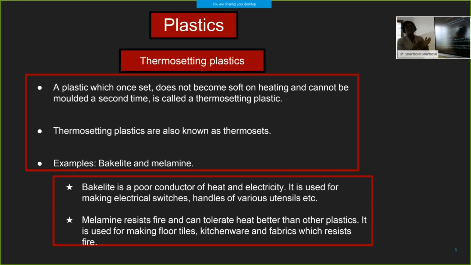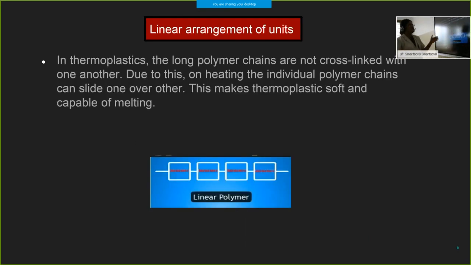Okay, now let us see the structure. Now you understood the definition, now you know the examples. Next we shall see the structure of these two plastics. What is the difference between thermoplastic and thermosetting plastic, we shall see. The difference between the two, I told you already, lies in the arrangement of units in their structure. In thermoplastic we have a linear arrangement of units. Linear means we have a long chain in a straight line. We have straight chains.